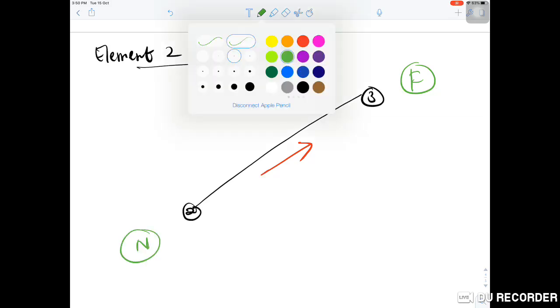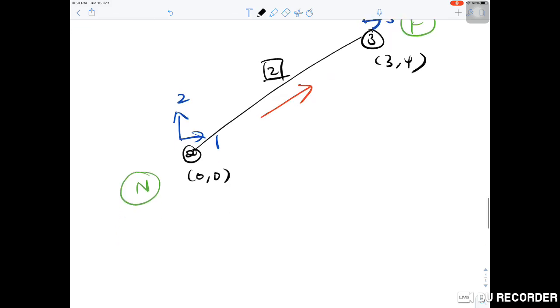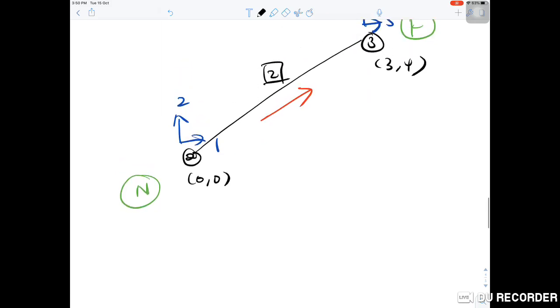For the degree of freedom, it is 1, 2, 5, 6. For the coordinate, it is 0, 0, 3, 4. So check, we have node number, we have element number. This is element number 2, then the degree of freedom, after that the arrow, and we have the coordinate. So we have to determine cx and cy.